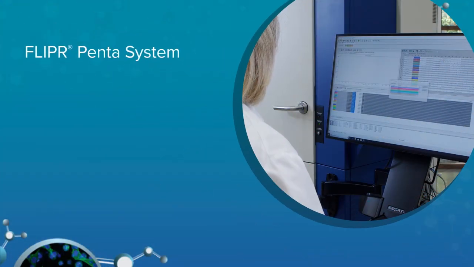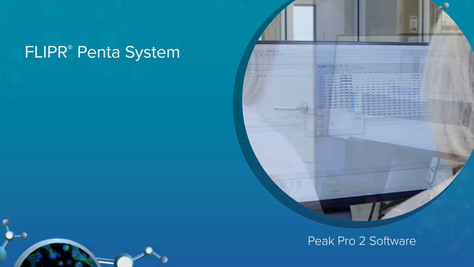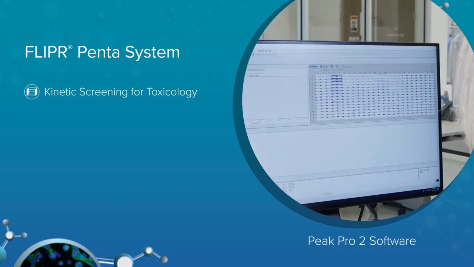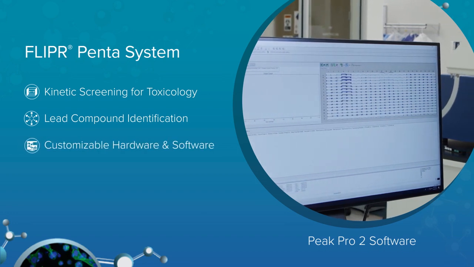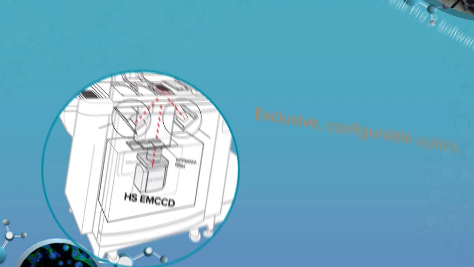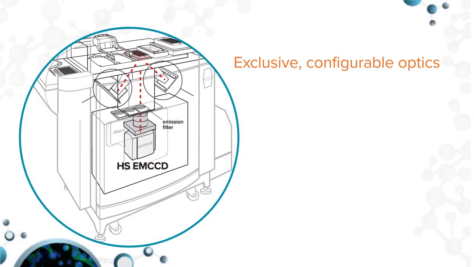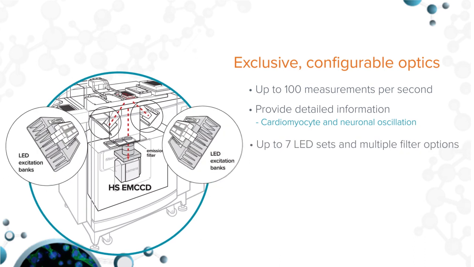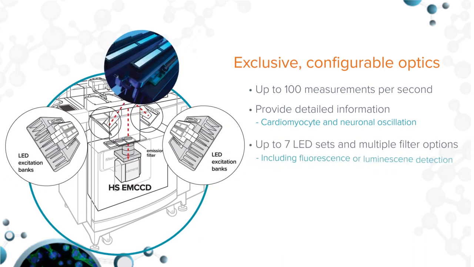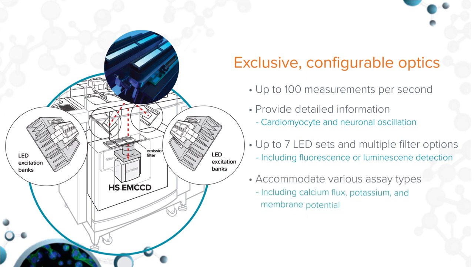The Molecular Devices FLIPR Penta, with the Peak Pro 2 software, tailored especially for kinetic screening for toxicology and lead compound identification, is a customizable, all-in-one, high-throughput cellular screening system. A newly enhanced HS-EMCCD camera option allows for up to 100 measurements per second and provides detailed information about cardiomyocyte and/or neuronal oscillation. Up to 7 LED sets and multiple filter options, including fluorescence or luminescence detection, accommodate various assay types, including calcium flux, potassium, and membrane potential.